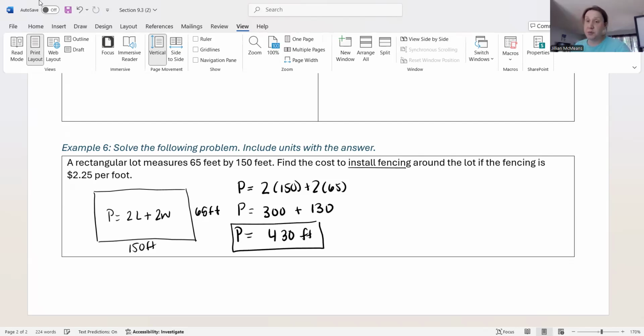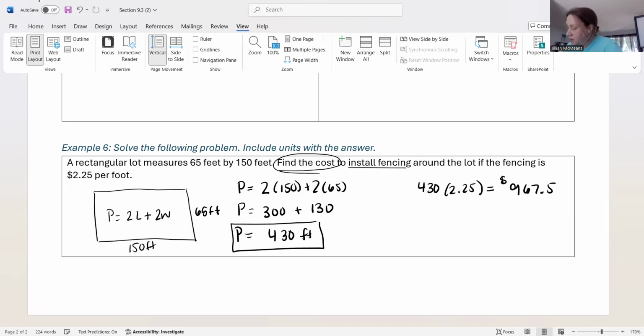Now that doesn't really answer the question that's being asked. The question wants to find the cost to install fencing around the lot if the fencing is $2.25 per foot. So for each foot, all 430 of them, we're going to get charged $2.25. So we need to take 430 times 2.25. You could certainly use your calculator. As long as you show your setup, you're free to use your calculator. So we're going to get 967.5.